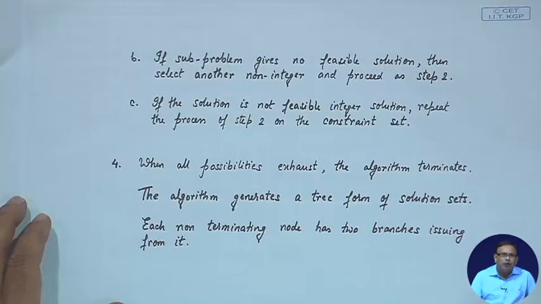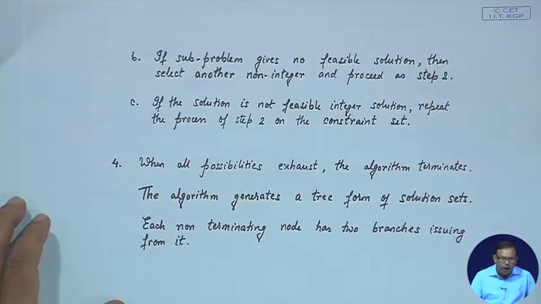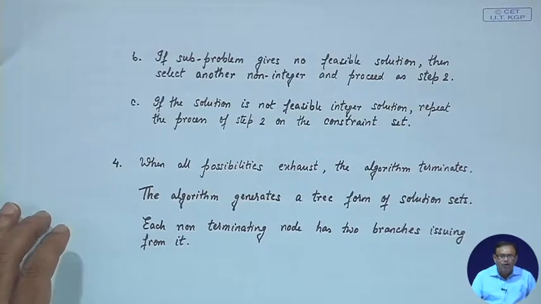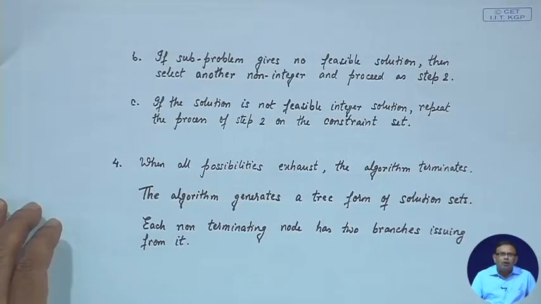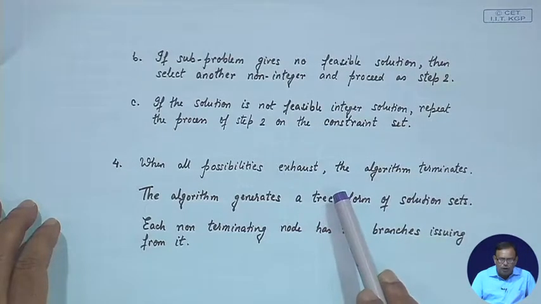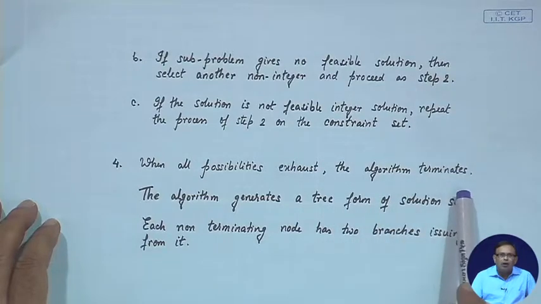Case C: if the solution is not a feasible integer solution, repeat the process of step 2 on the constraint set. That means, again follow the same process and subdivide the problem. When all possibilities are exhausted, the algorithm will terminate. That means it has no solution.